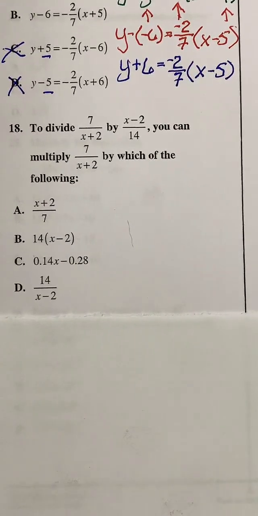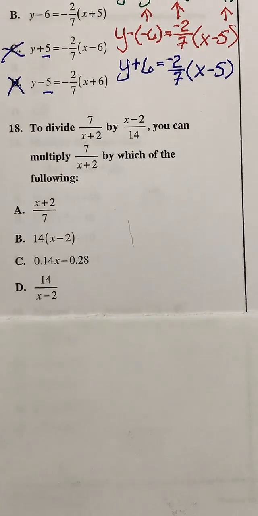So now for 18, to divide 7 over x plus 2 by x minus 2 over 14, you can multiply 7 over x plus 2 by which of the following? Is it A, 7x plus 2 over 7? Is it B, 14 times x minus 2? C, 14 hundredths x minus 28 hundredths? Or D, 14 over x minus 2?